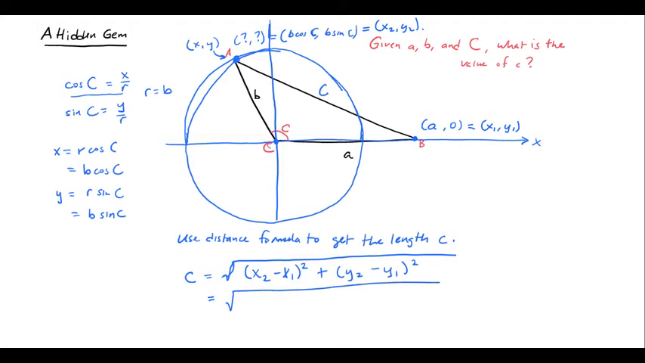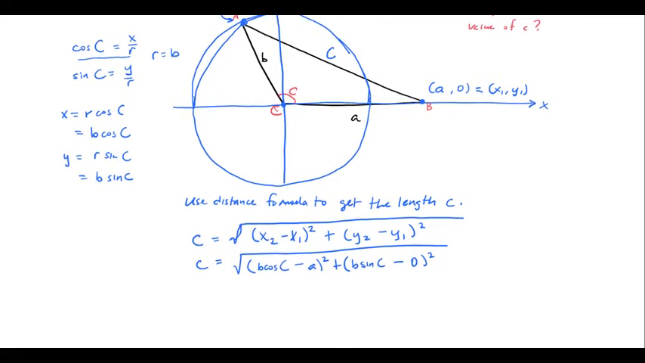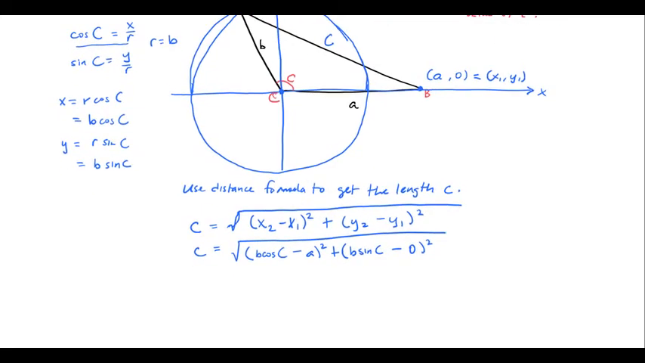So I have here that c is the square root of, let's see, what is x2? That is b cosine of c. x1 is just a. y2 is b sine of c. And y1 is just 0. All right, so I'm using the distance formula to get the length of this side here. All right, now let's see what we can simplify.